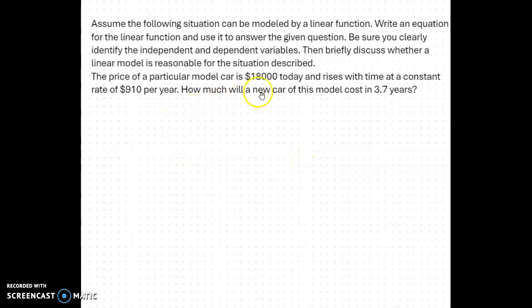The price of a particular model of a car is $18,000 today, and it rises with time at a constant rate of $910 per year. How much will a new car of this model cost in 3.7 years?